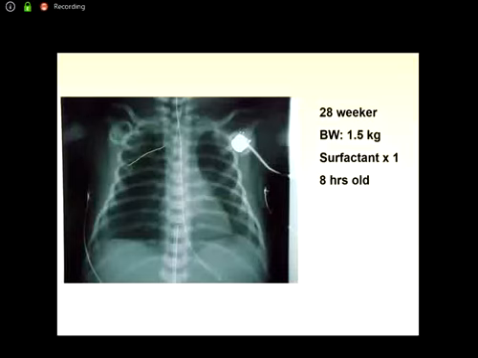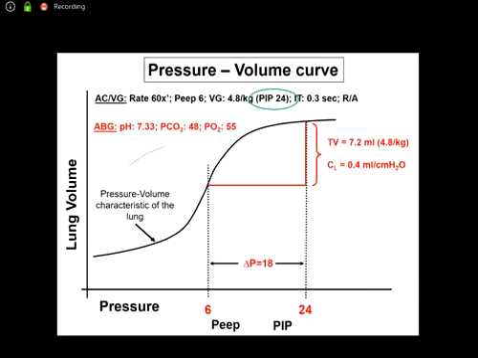If anything, those lungs are a bit hyperinflated. You have a flat diaphragm. Your heart is a bit small, and I would say this is a bit hyperinflated. So you have this baby on AC/VG, rate of 60, PEEP 6. The volume you are using is 4.8 per kilo, and the PIP that the ventilator is using to deliver that volume is 24. And that's a bit too high for a premature baby.